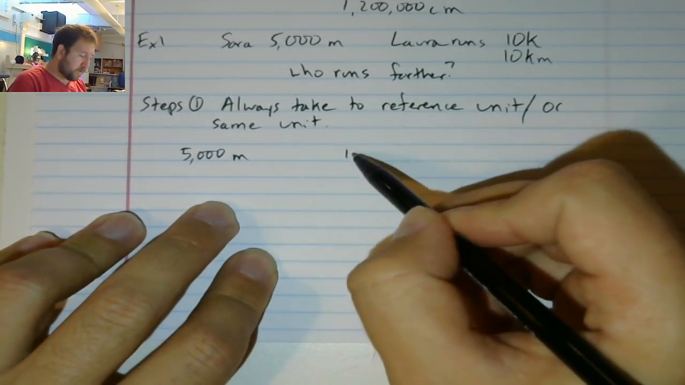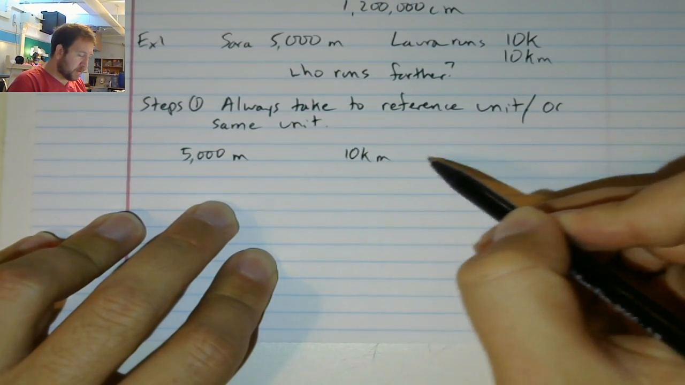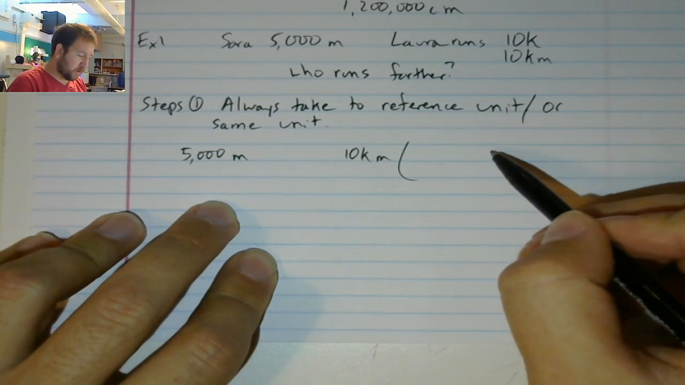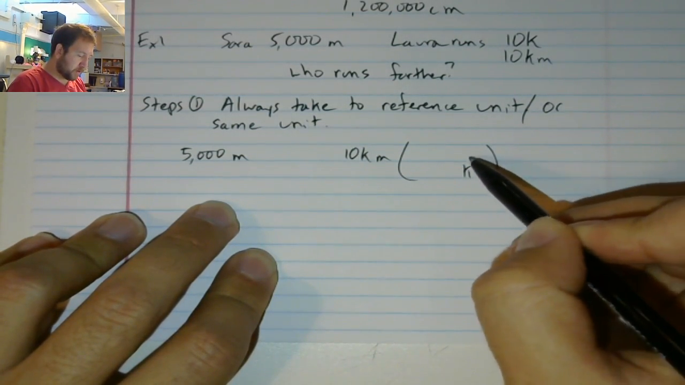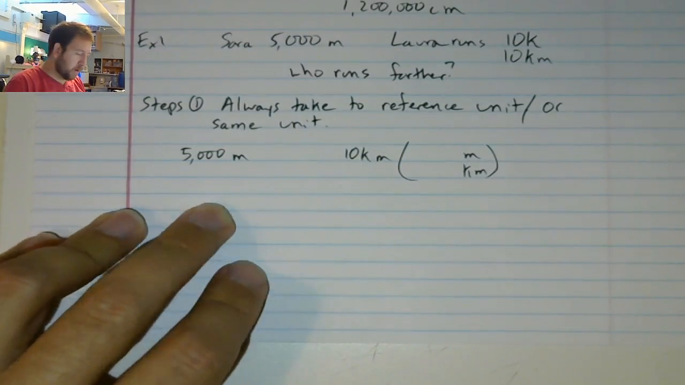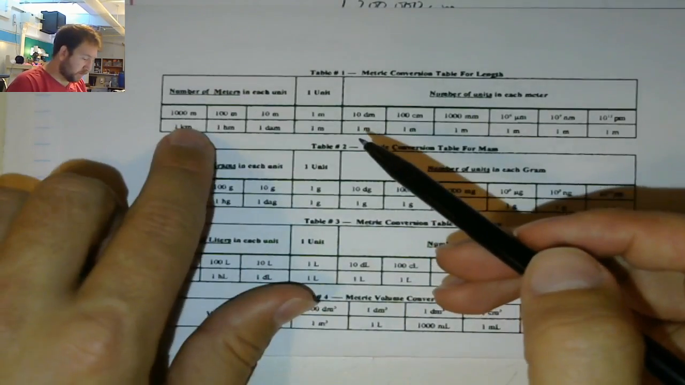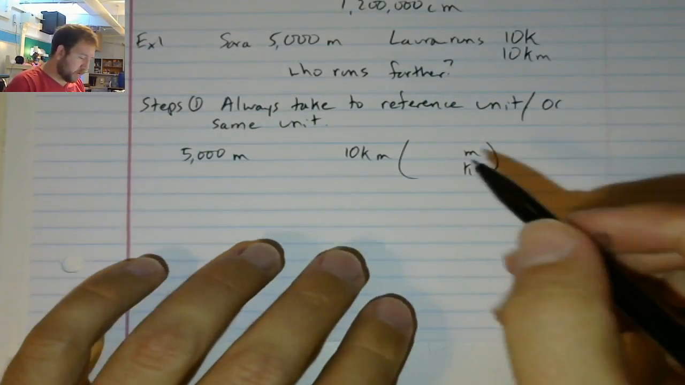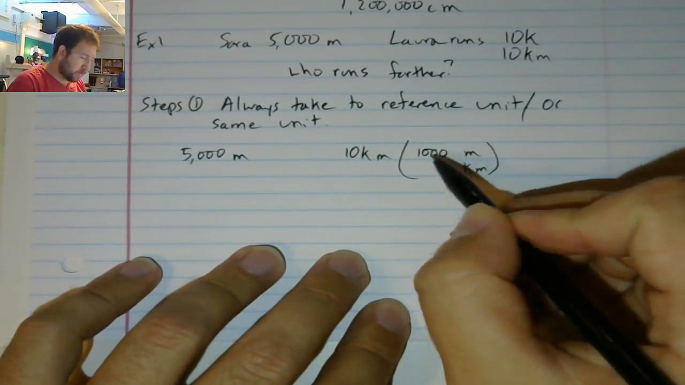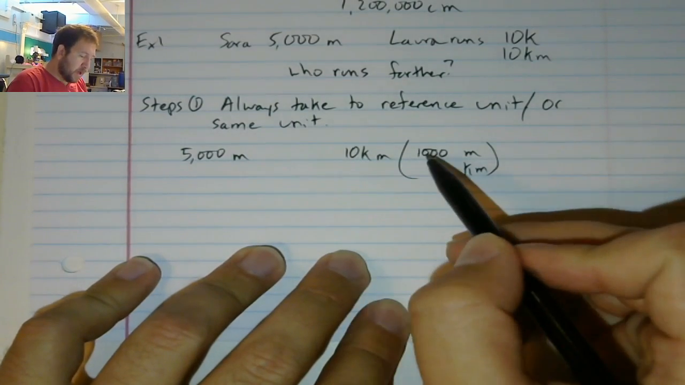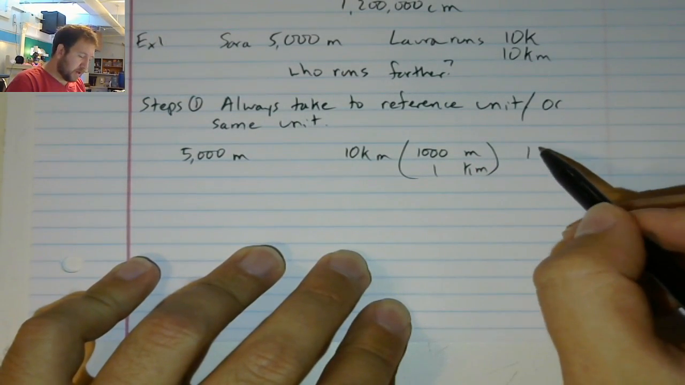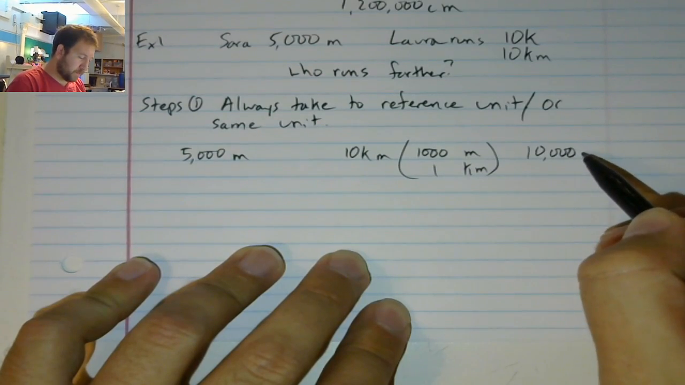But over here I have 10 kilometers, and let's take that to our reference unit real quick. So we're going to put kilometers on the bottom, meters on the top. Look at my little cheat sheet. It's not really a cheat sheet, it's more of an effective tool. 1,000 meters is 1 kilometer. 10 times 1,000 is 10,000.